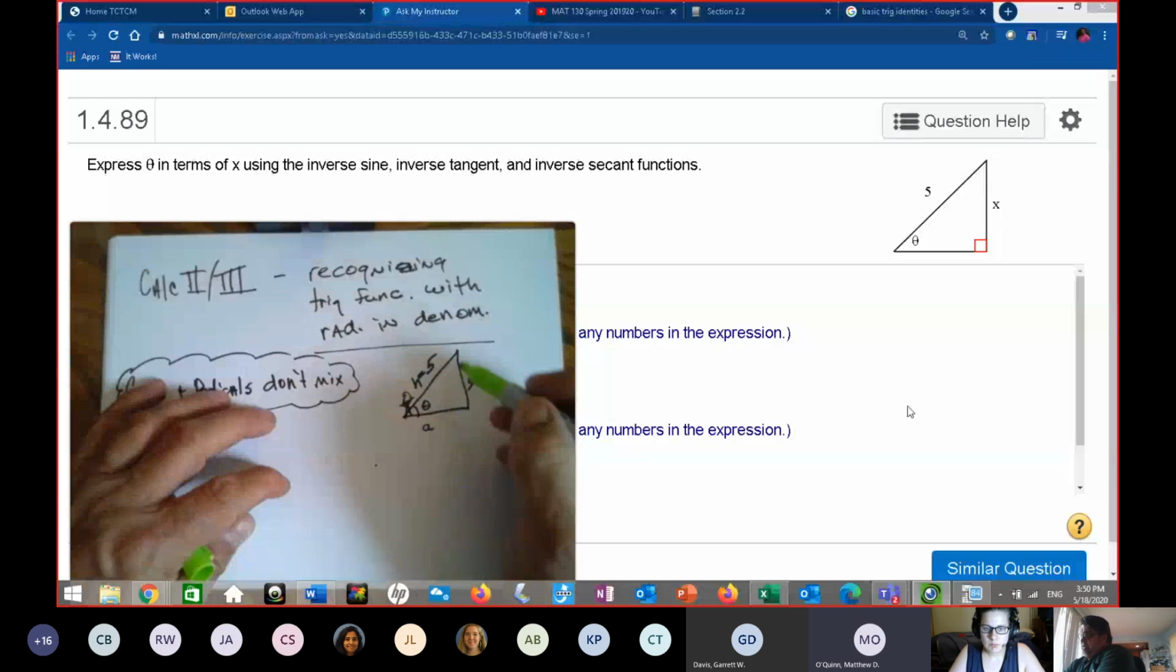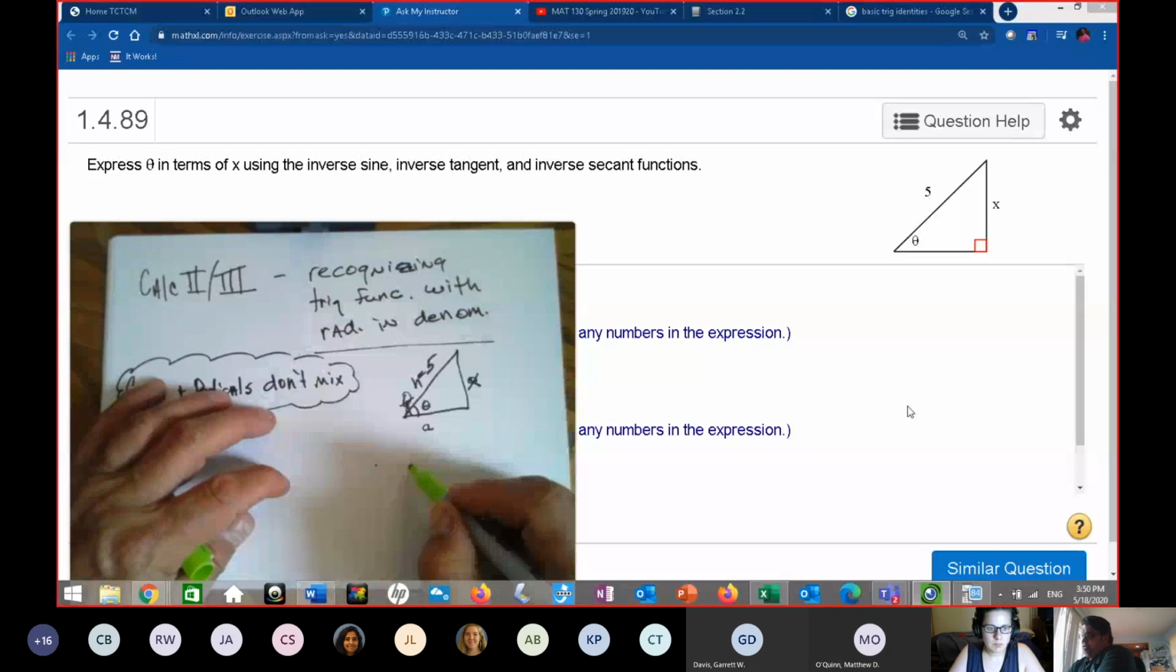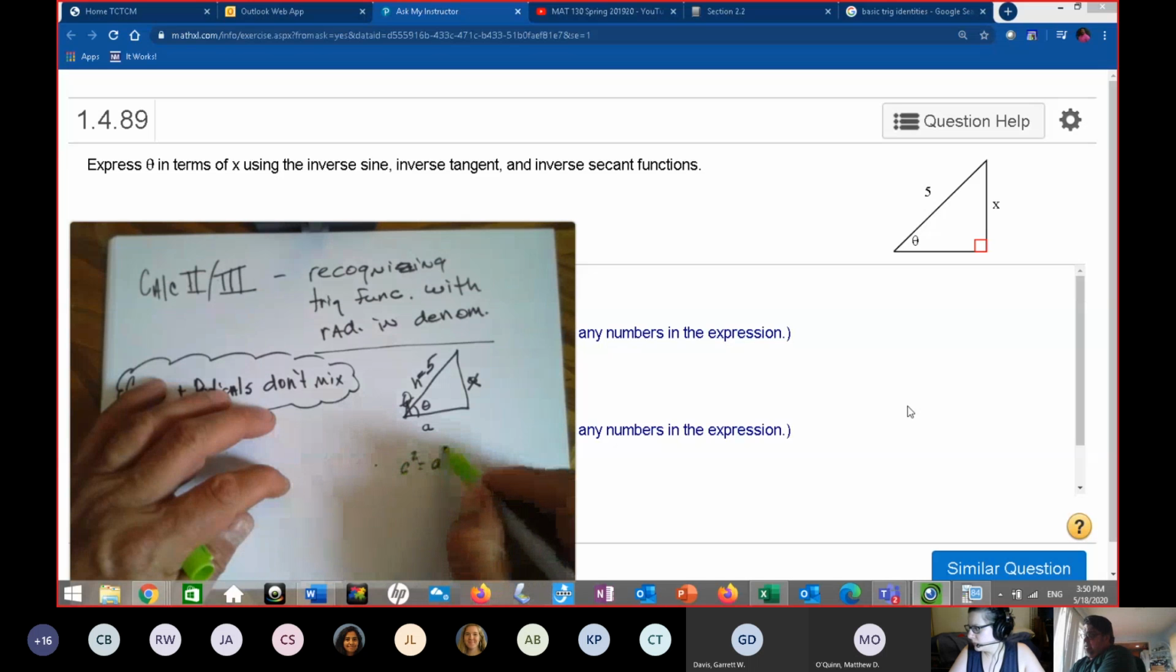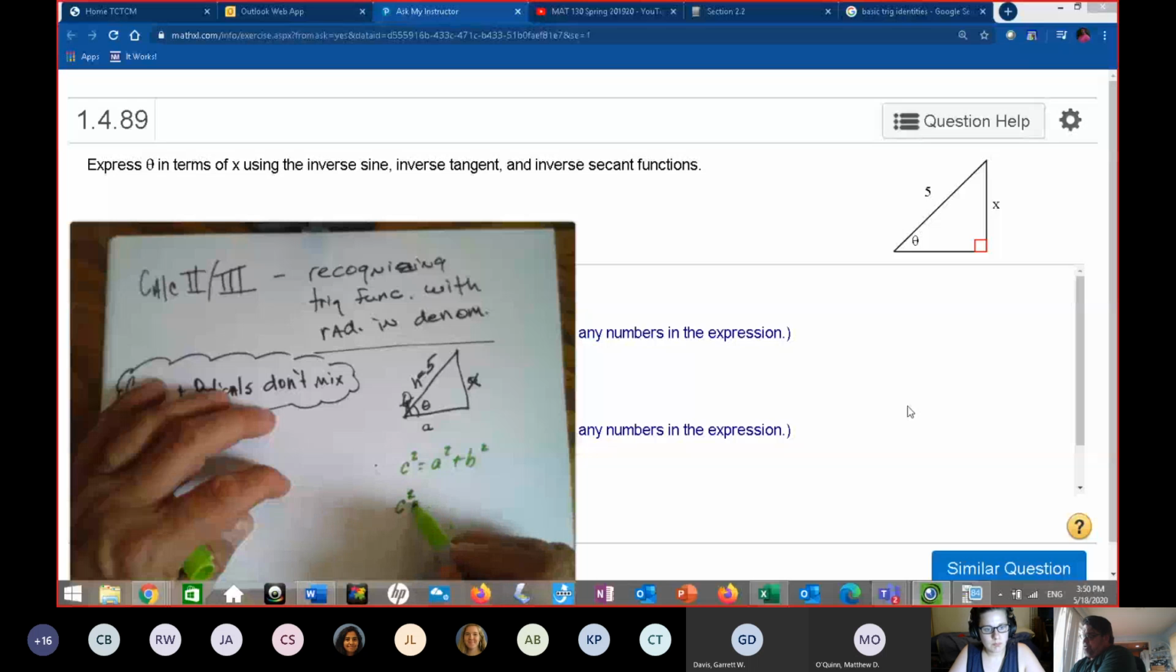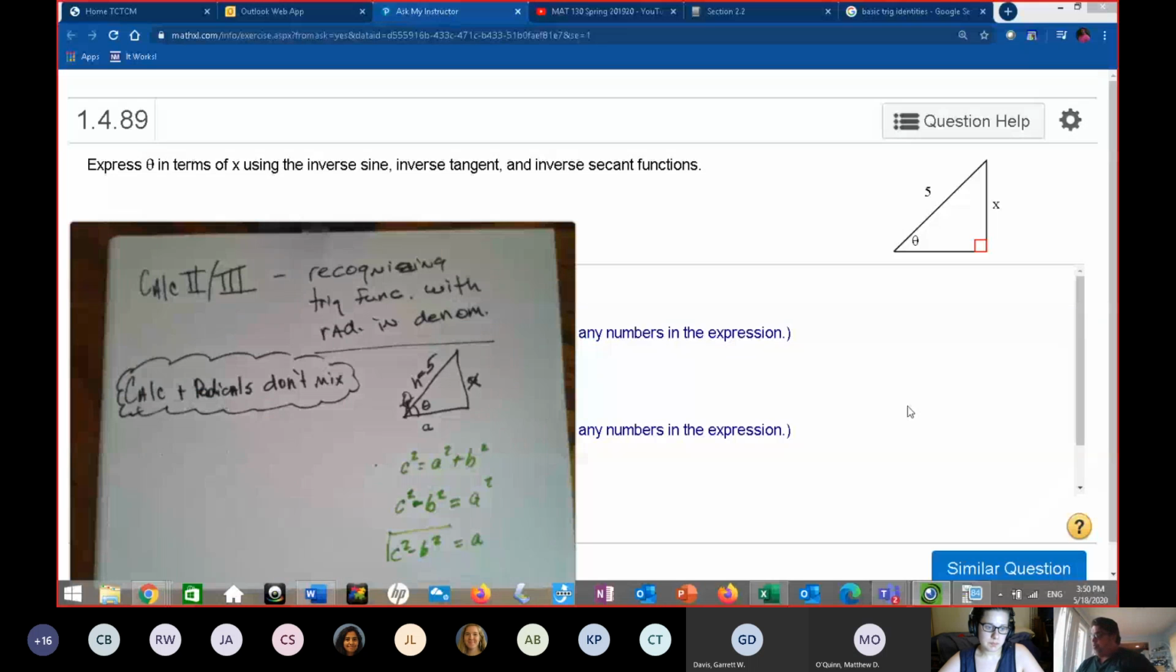So let's see. c squared is equal to a squared plus b squared, and I don't need c, I need a. So a squared is equal to c squared minus b squared, and a is equal to the square root of c squared minus b squared. Okay, so what is 5 squared? 25. So that's going to be the square root of 25 minus b squared. That is a.